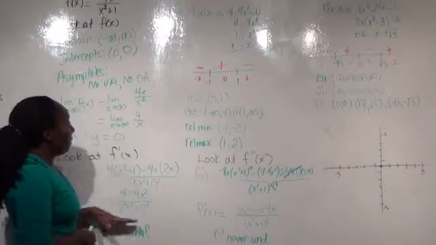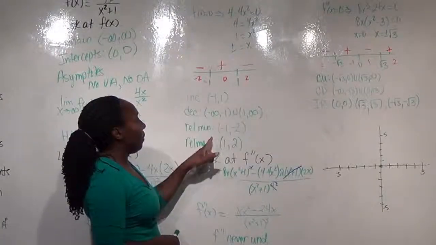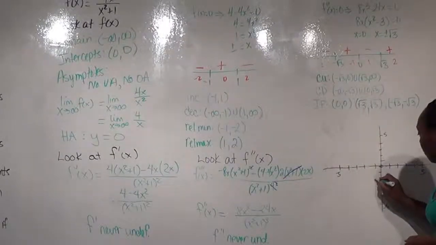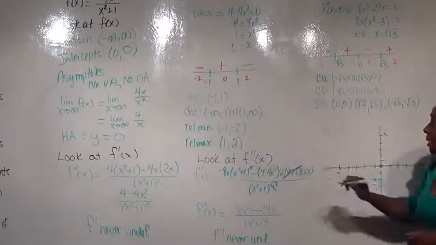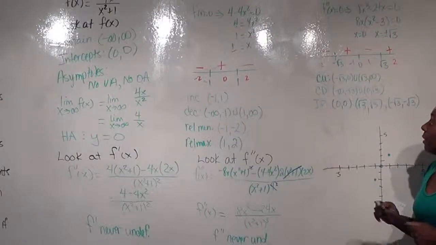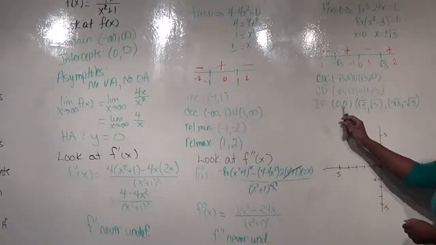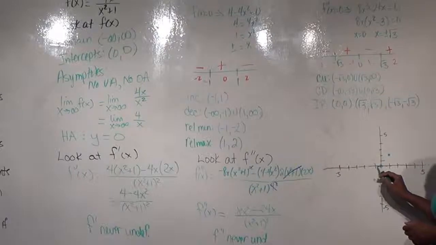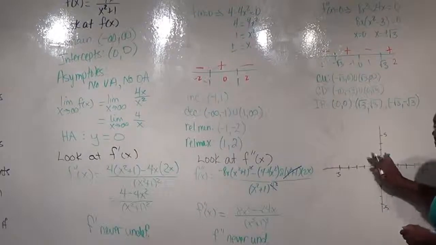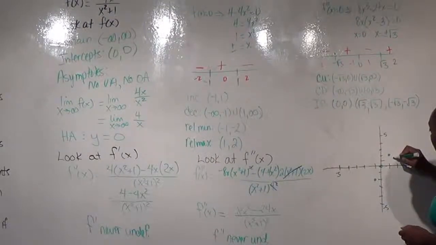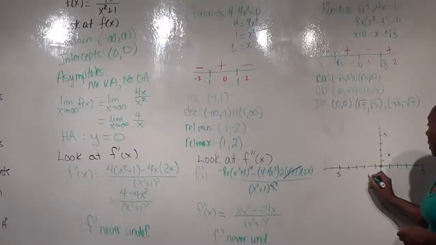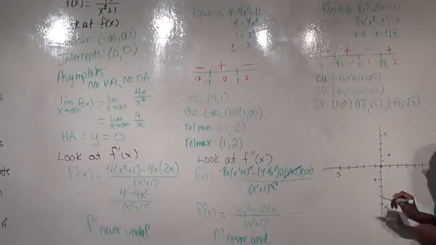Okay? Coming down our information, we see that we've got a relative min at the point -1, -2, and a relative max at the point 1, 2. Inflection points at 0, 0, at square root of 3, which is about in here somewhere, and -√3, which is going to be in here somewhere.